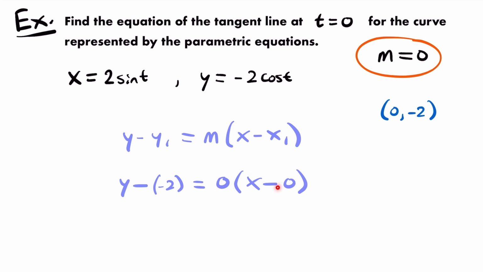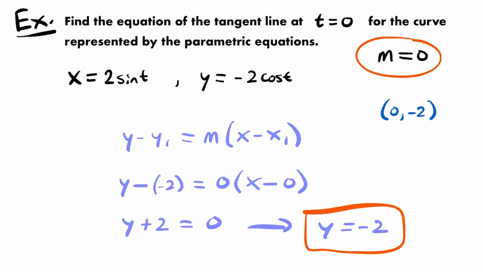Now we have 0 times this whole quantity, but 0 times anything is 0. So this whole side of the equation is just going to be 0. And then on the other side, we have y minus negative 2. Subtracting a negative value is the same as just adding the positive version of that value, right? These two negative signs will cancel out, and so we'll have y plus 2, and that will be equal to 0. Now all we have to do is solve for y. If we subtract 2 from both sides of the equation, we will get y equals negative 2, and that is the equation of the tangent line at t equals 0 for the plane curve represented by these parametric equations.